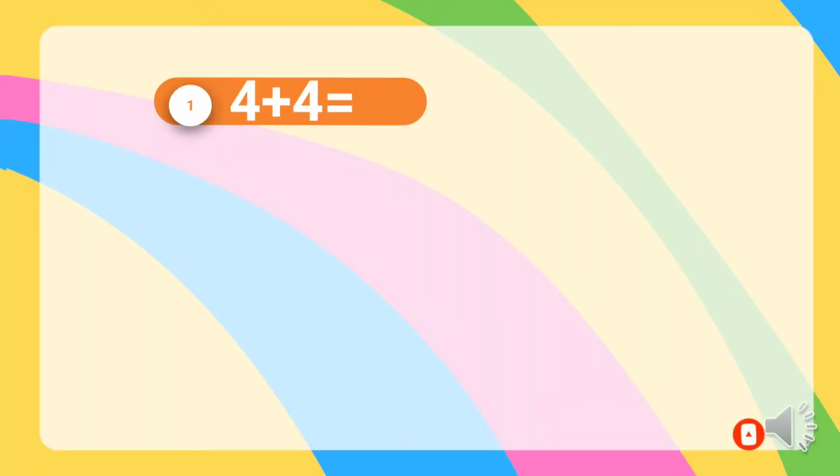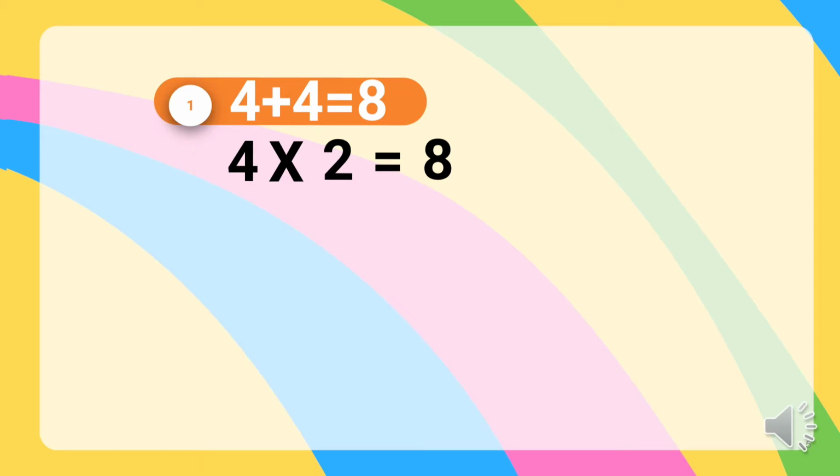Let's have another example. 4 plus 4 is equal to 8. Its equivalent in multiplication form is 4 times 2. As you can see, they have the same answer even though they use different operations. In the first equation, we use the addition operation, and in the second equation, we use the multiplication operation.